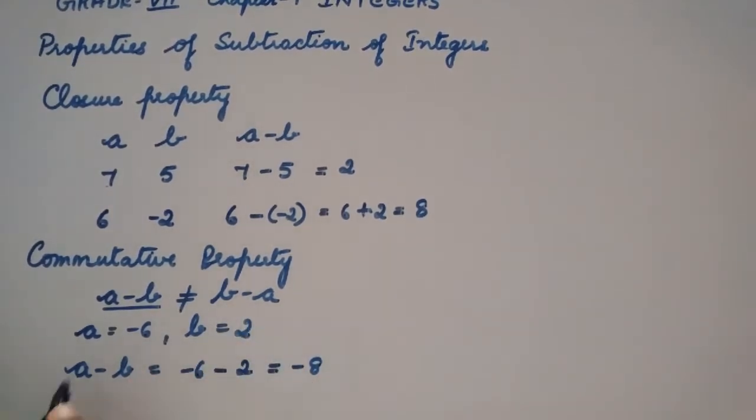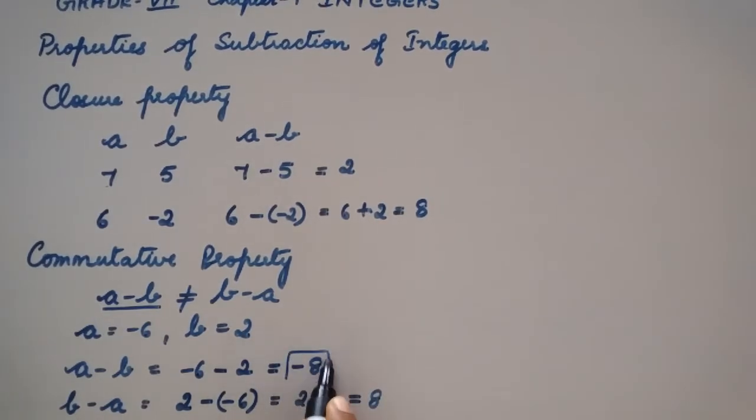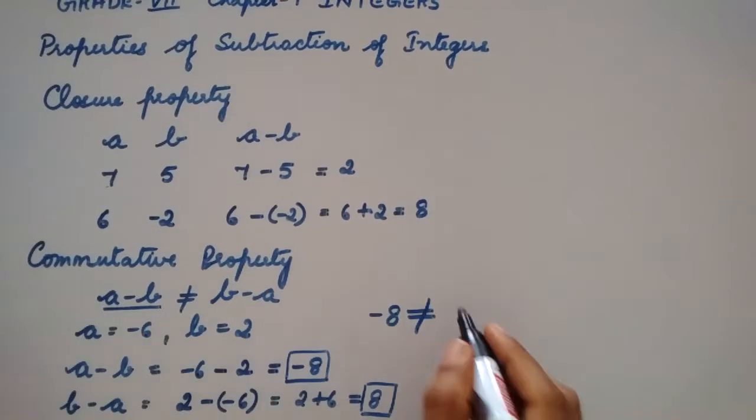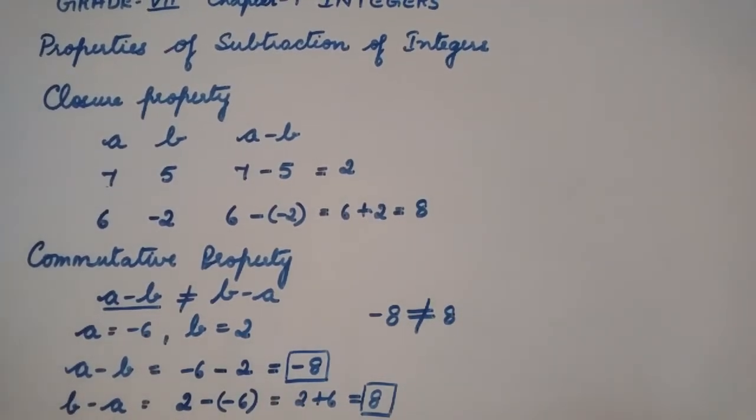Next, let us check with b minus a. B is 2, minus a, which is minus 6, so 2 plus 6, which is equal to 8. So here we got minus 8 and here we got plus 8. So a minus b, that is minus 8, is not equal to b minus a, that is 8. Therefore, subtraction of integers is not commutative.